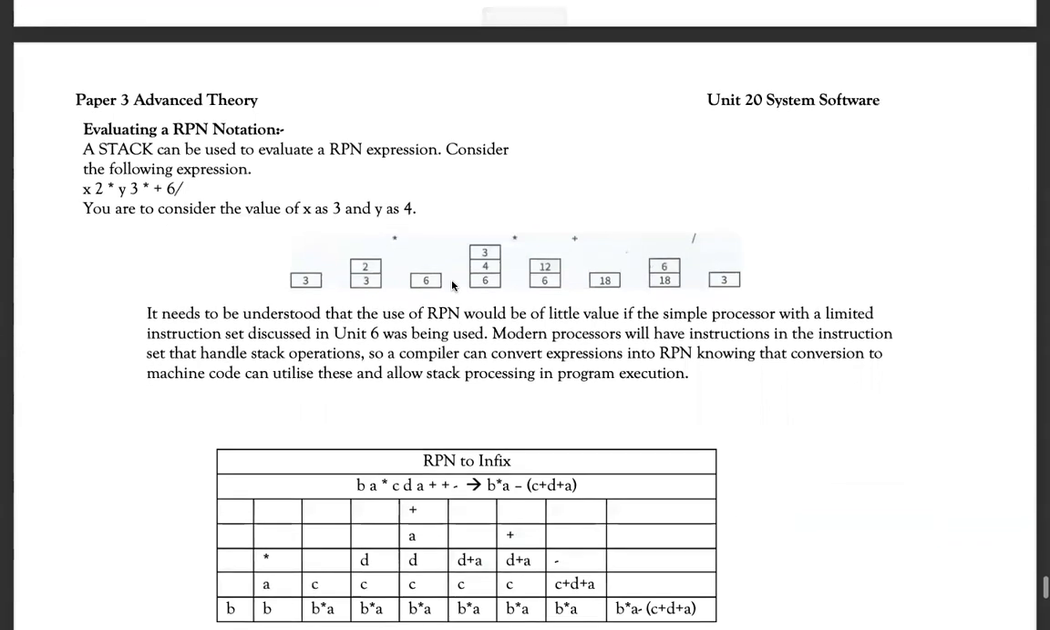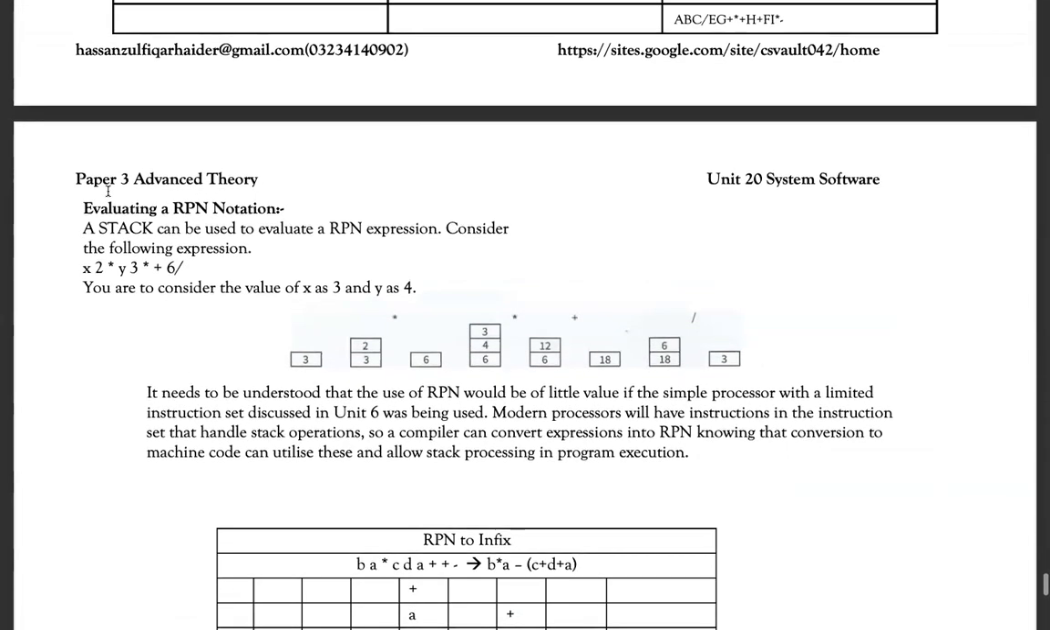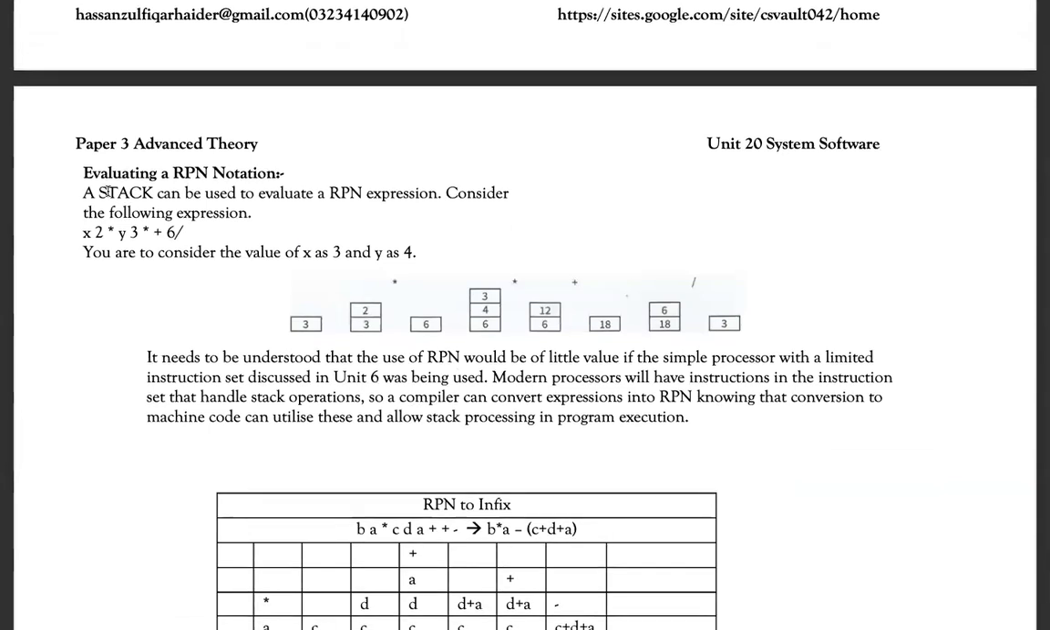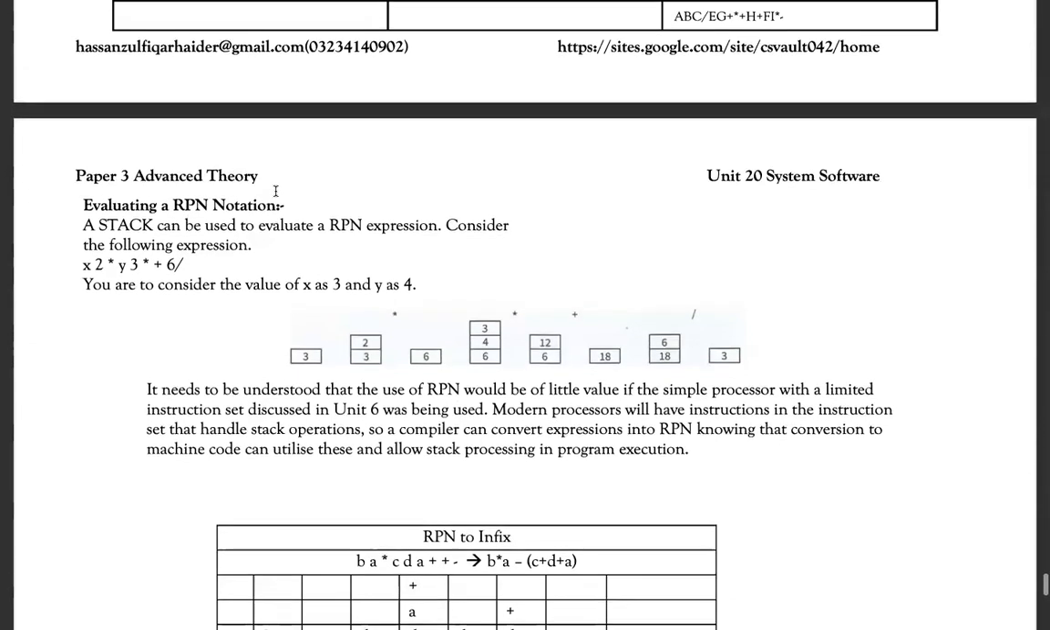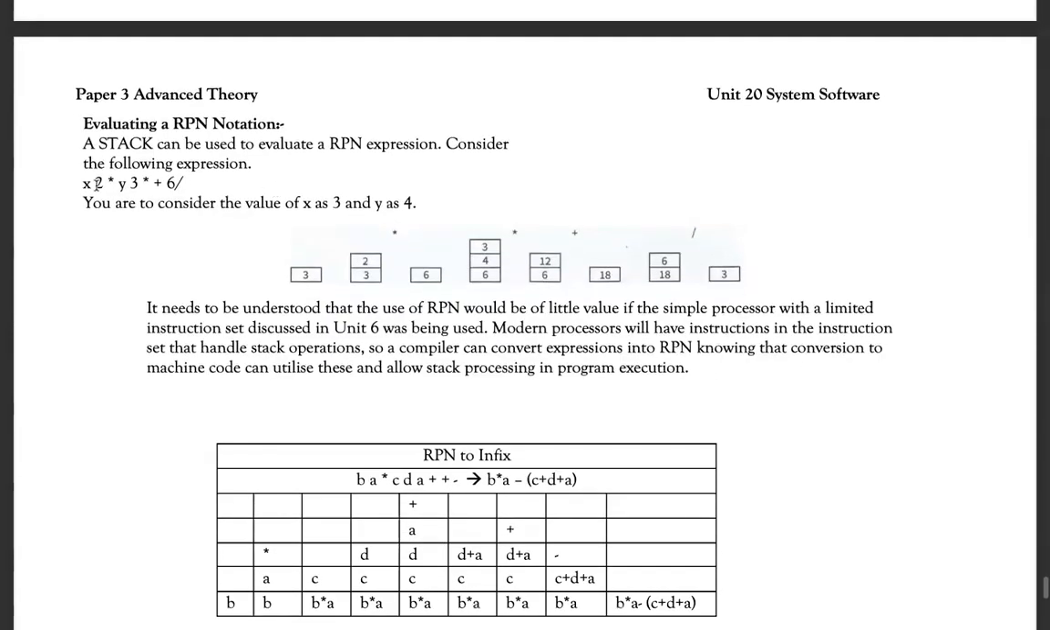Similarly, say for example, you're asked to solve something like this. Now, let's just say I have a statement that is already written in RPN and I want to evaluate it. This is how your translator will most probably do it. Let's look at this example. You can see here: x 2 multiply y 3 multiply plus 6 minus. This is an RPN representation.